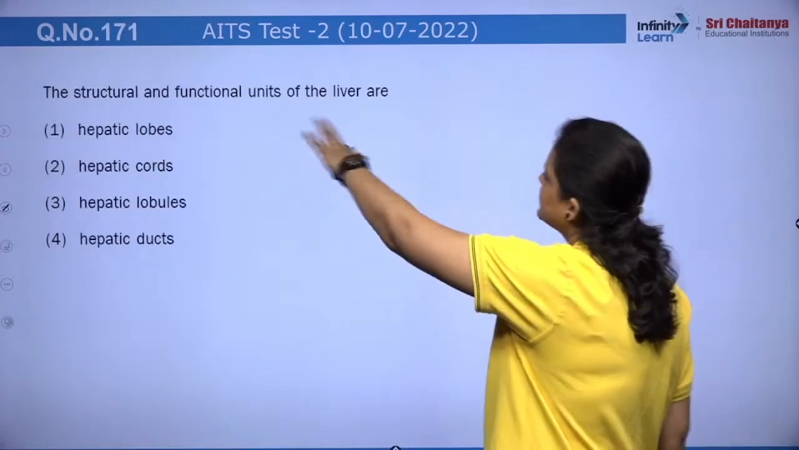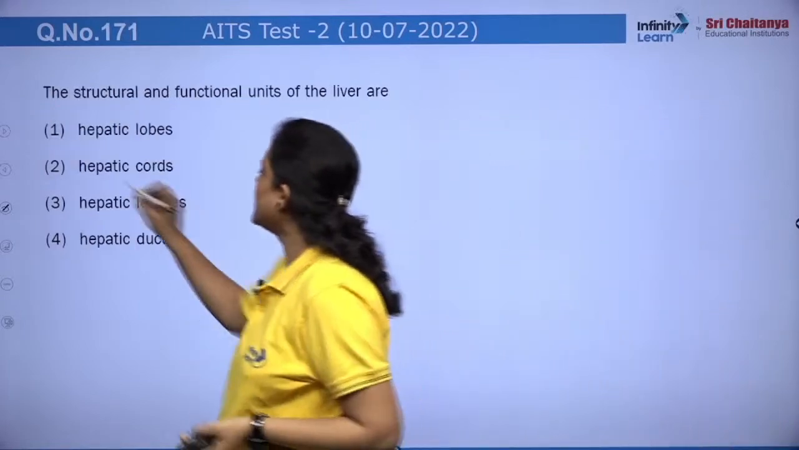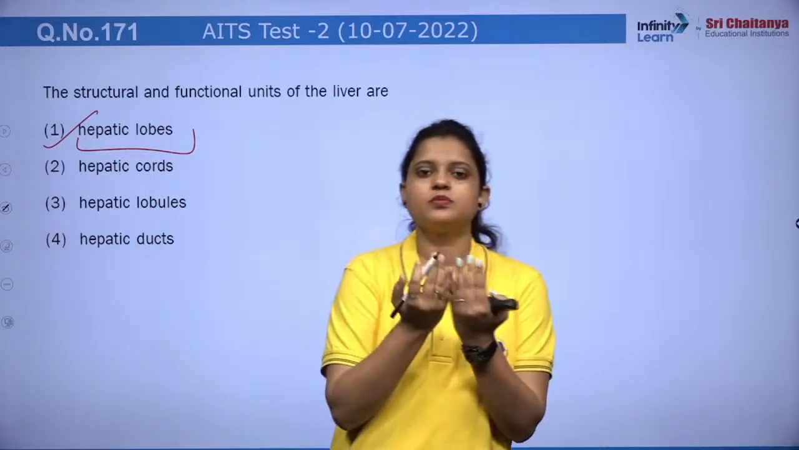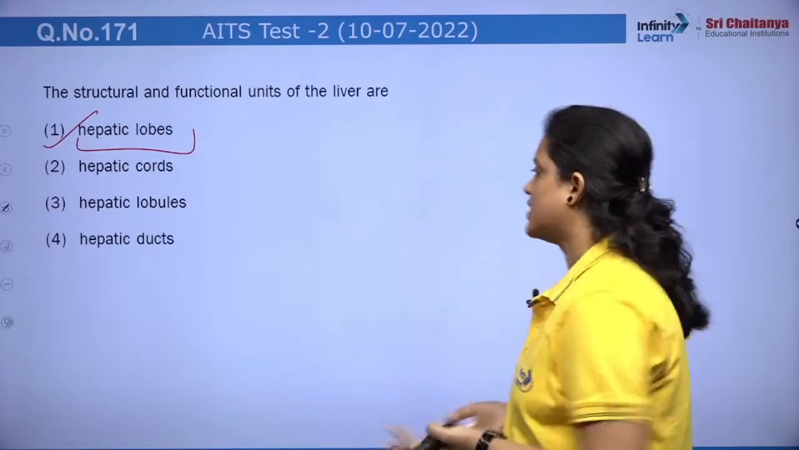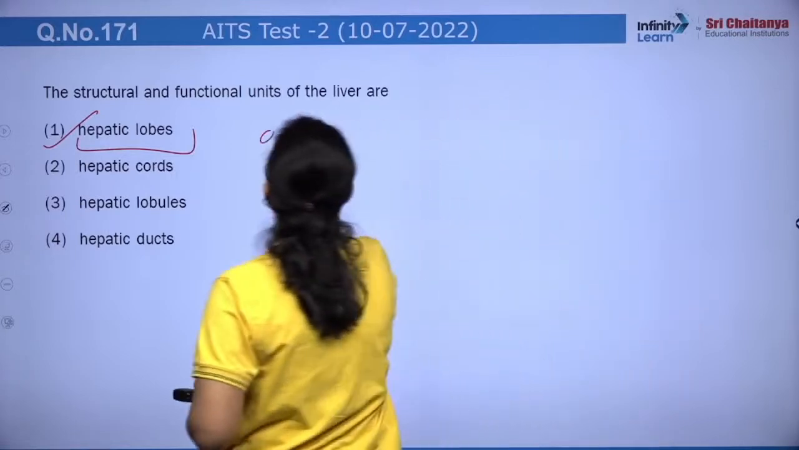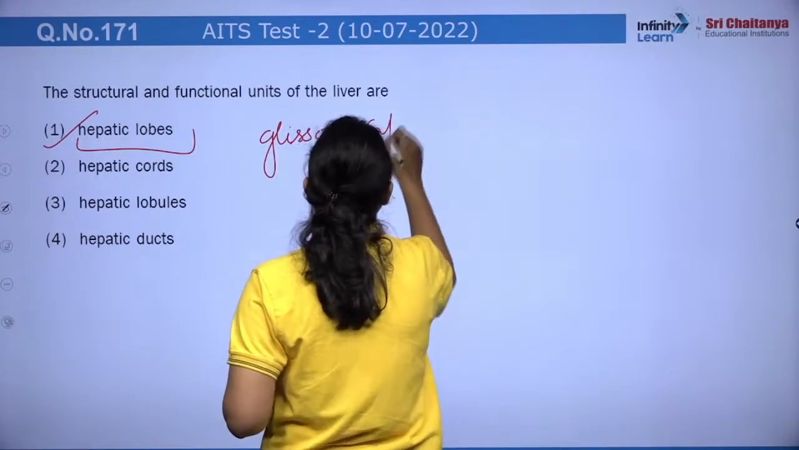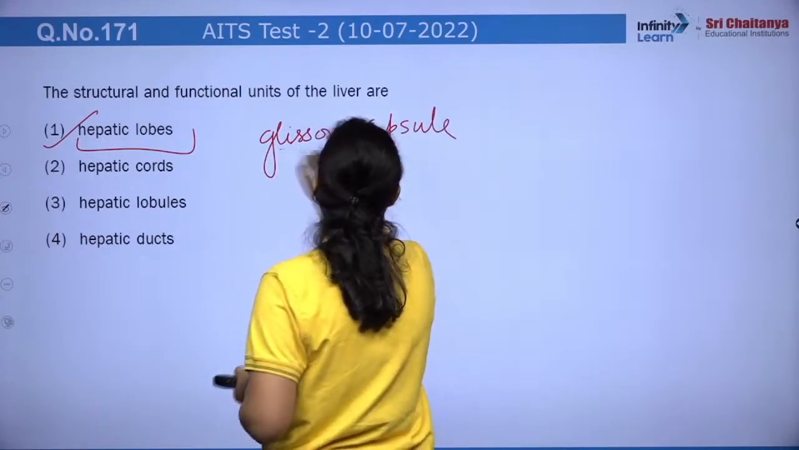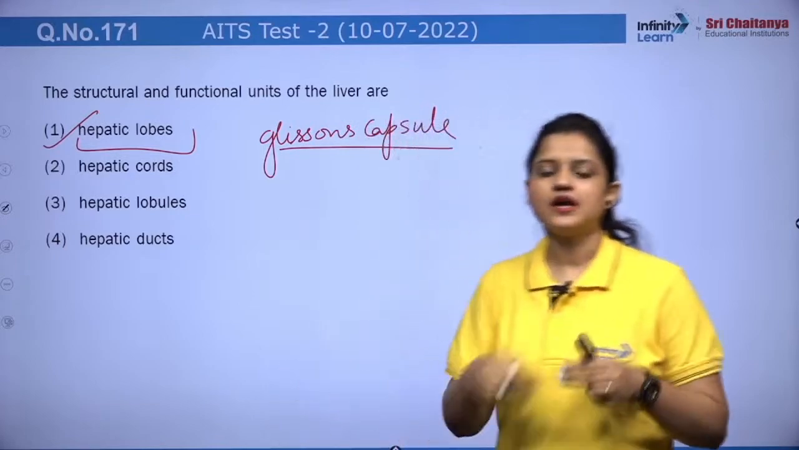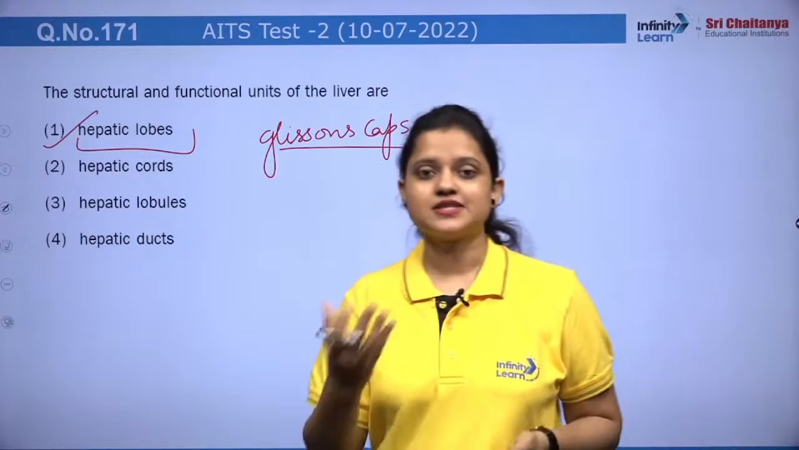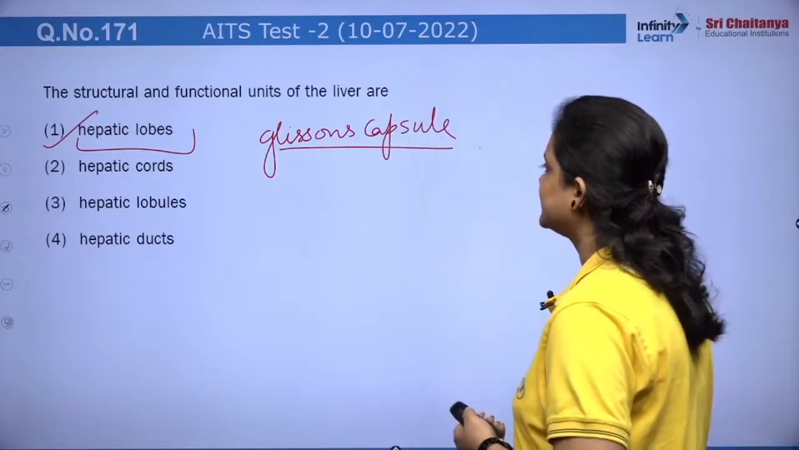The structural and functional unit of the liver is known as hepatic lobules. These hepatic lobules are surrounded by Glisson's capsule. And inside these hepatic lobules, the hepatocytes are arranged in a cord-like manner that secretes bile juice, right?